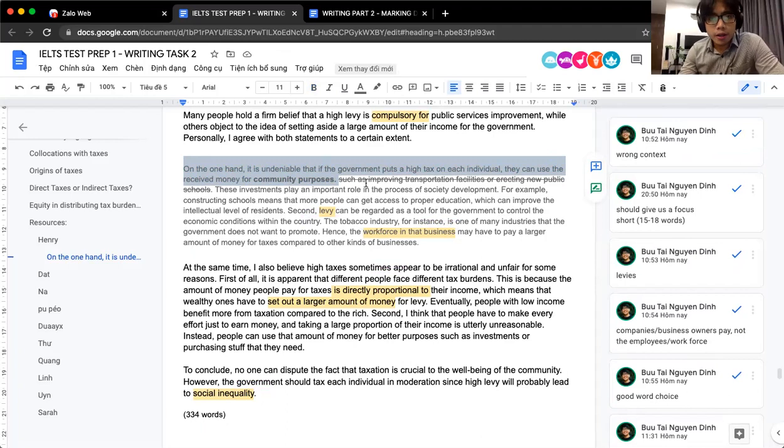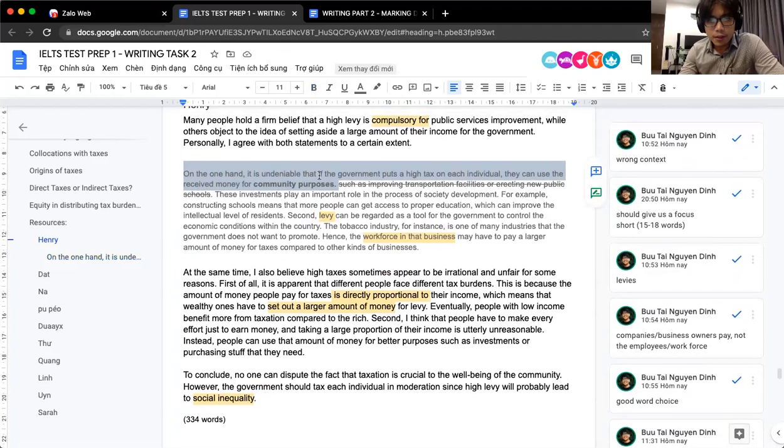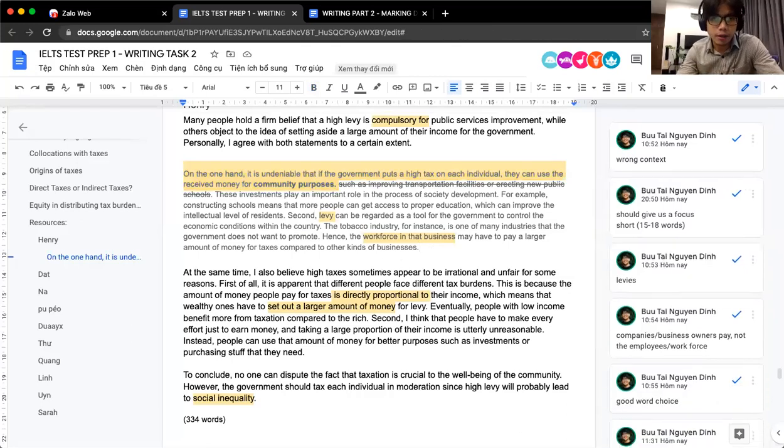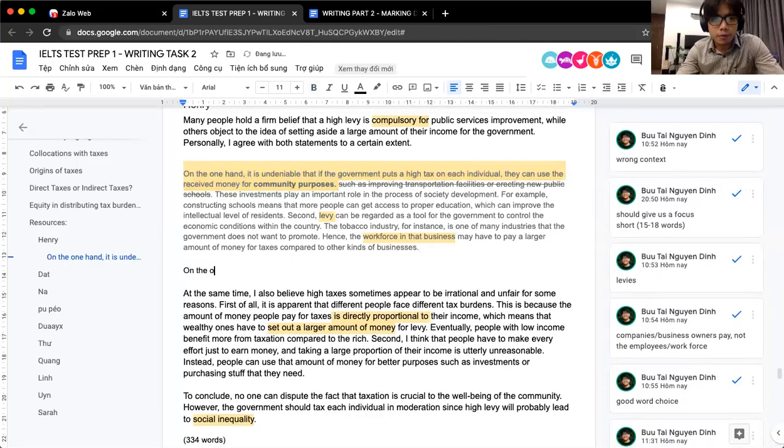All right, but then again, we can write an even better topic sentence for this one. So for example, the focus of this paragraph, we are doing the pros. So we can say, just give it simple, don't try too hard.